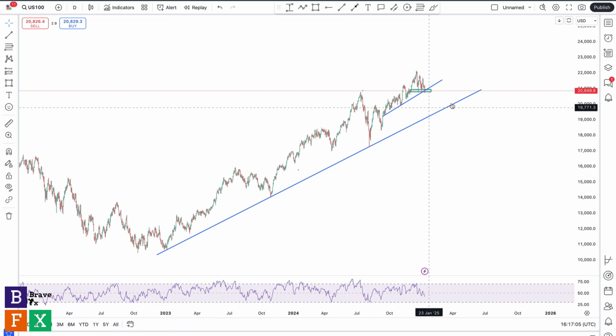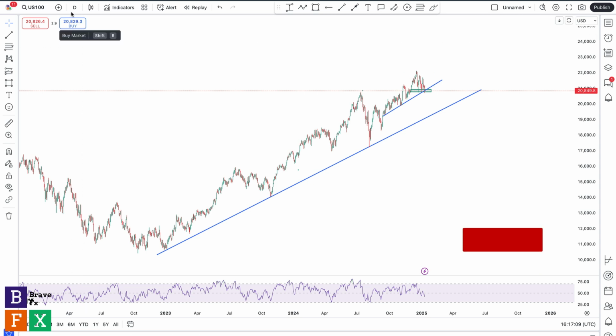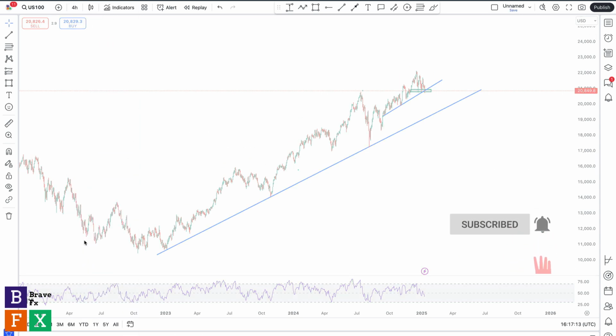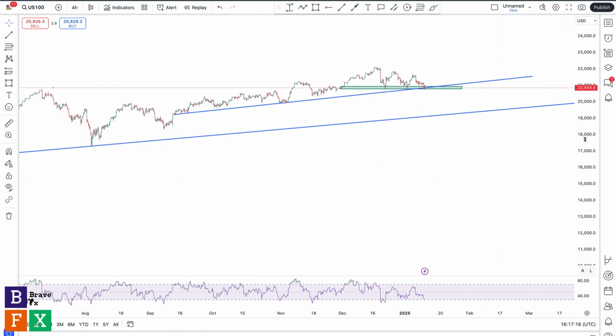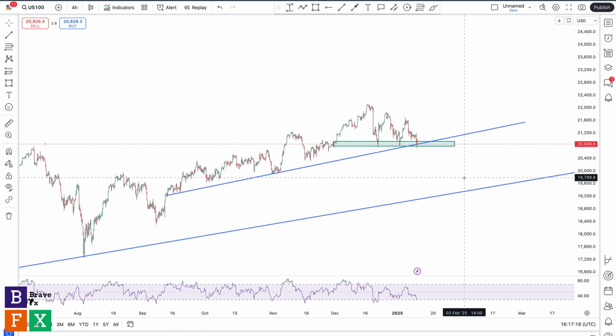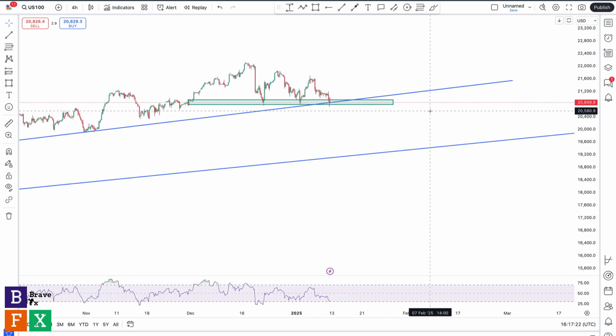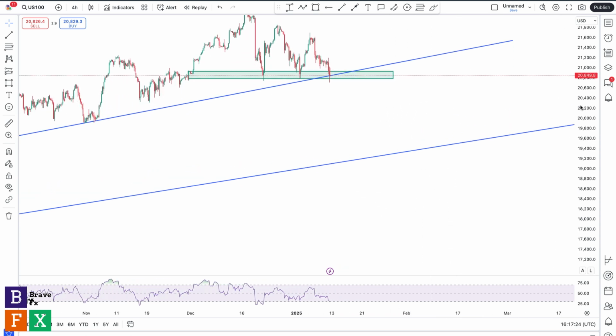I'm going to go down to a lower time frame because we are going to focus on what's happening over here, which is where we're going to focus on looking for trade opportunities for the week ahead. So starting with the 4-hour time frame, for example, if you zoom in, you would see that we've been making a series of lower highs for the past few weeks, right?